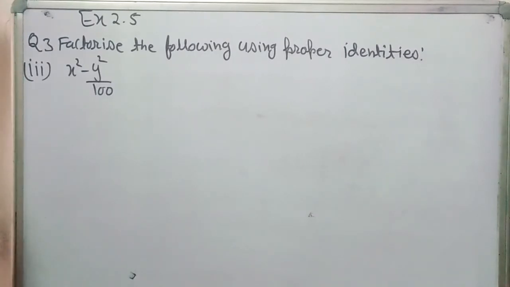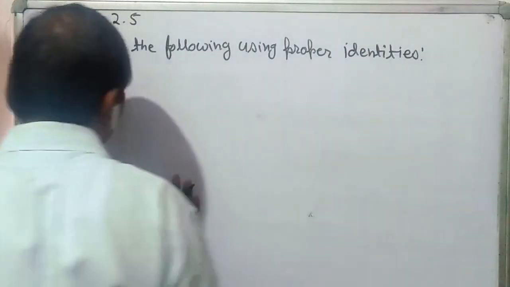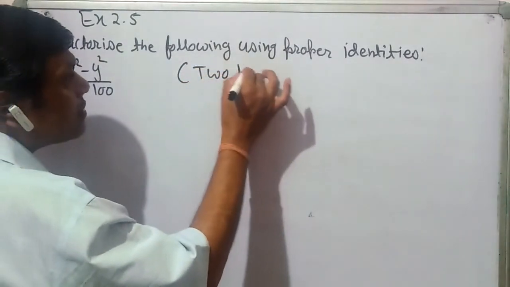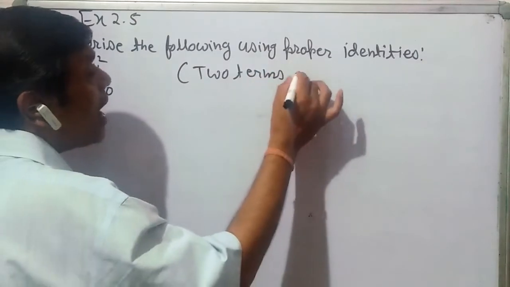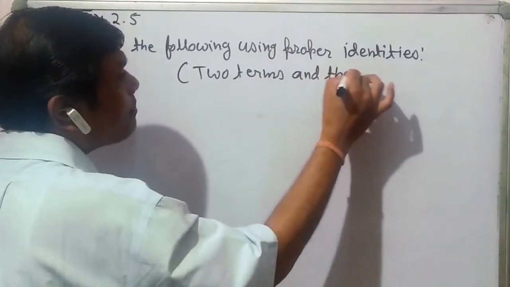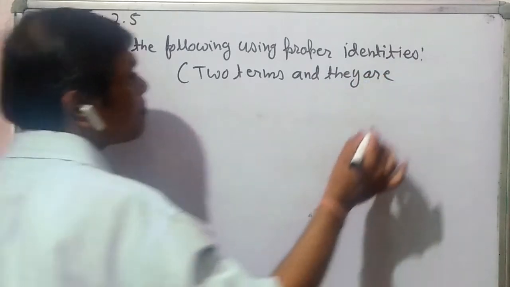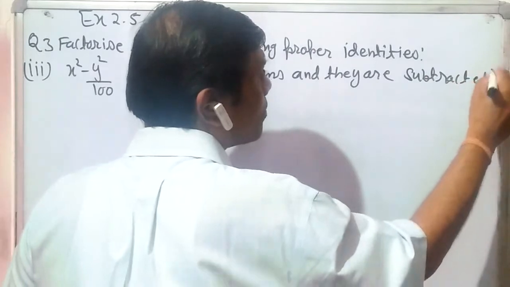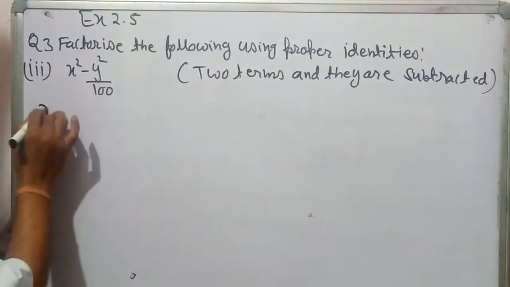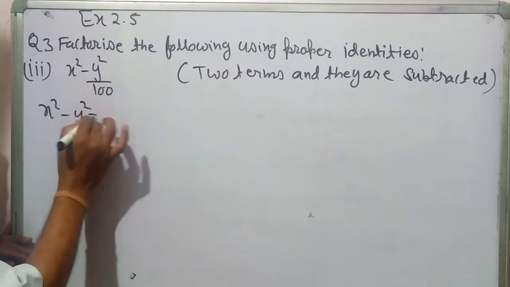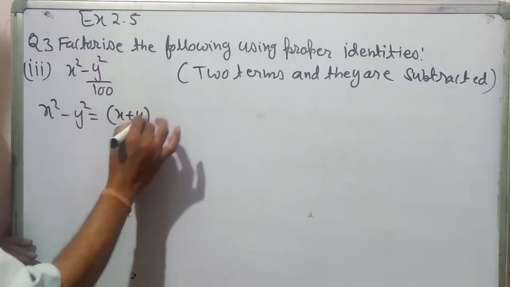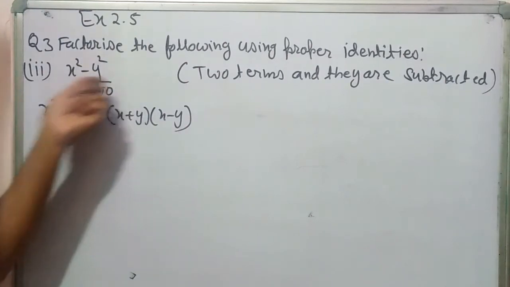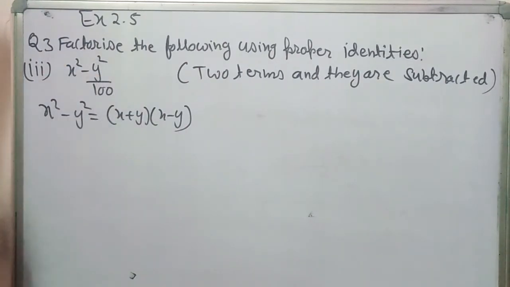The third part of this question is x square minus y square upon 100. Now here what we observe is there are two terms and they are subtracted. This gives us the clue that we should use the identity x square minus y square as x plus y multiplied x minus y, because these two terms are whole squares.